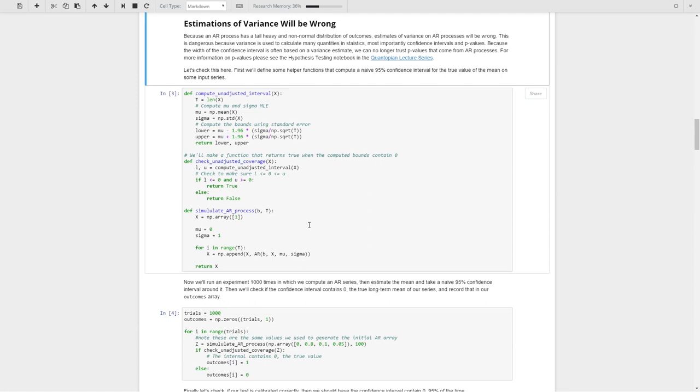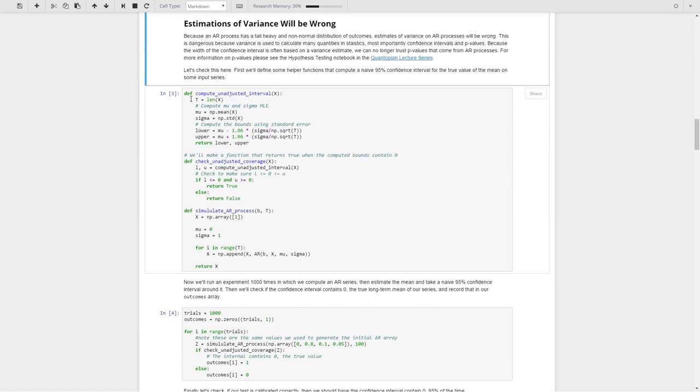For those two reasons, your p-values are going to be wrong in the presence of autocorrelated data, because not only is your sample size wrong, your estimate of variance will be wrong too. Variance is used to compute confidence intervals, and confidence intervals are used to compute p-values. I want to really drill into people that if your data is autocorrelated, you cannot trust p-values on that data, or even standard error or anything like that. You have to account for autocorrelation before doing anything else.